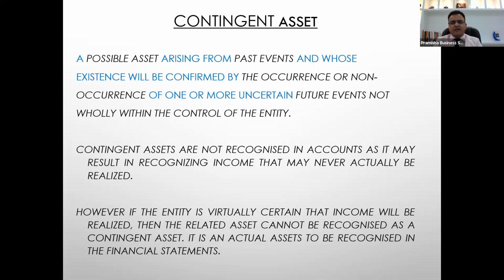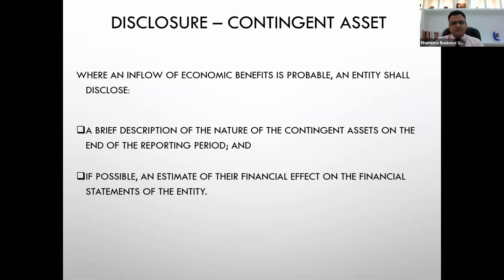But in case of a liability, the life cycle is from contingent liability, it jumps onto the position of provision, and then it actually becomes a liability. So disclose the contingent assets where an inflow of economic benefits is probable. The entity can disclose a brief description of the nature of contingent assets at the end of the reporting period, and if possible, the estimate of their financial effect. If they are expecting some money to be received, but they are not sure of how much or when they may receive, they can disclose this fact that they are expecting this amount and the financial impact of it.